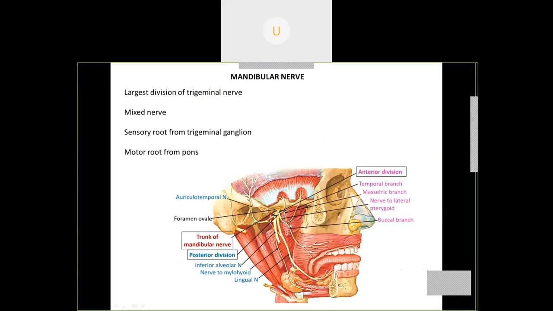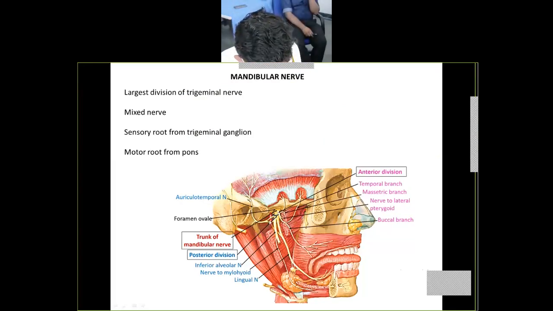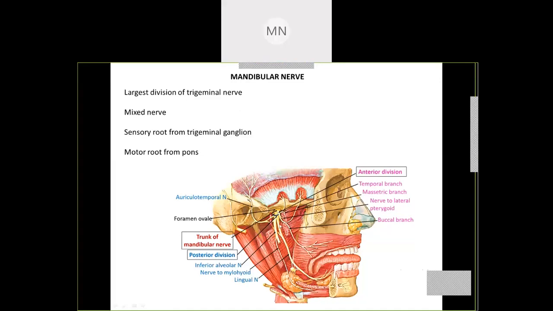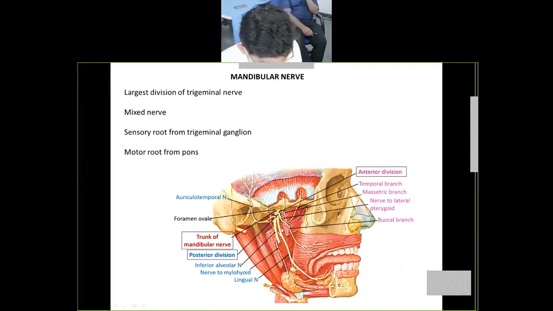So here we will encounter 2 ganglions. One is otic ganglion and another is submandibular ganglion. And these are structural relations of the mandibular nerve. Otherwise, either facial or glossopharyngeal.